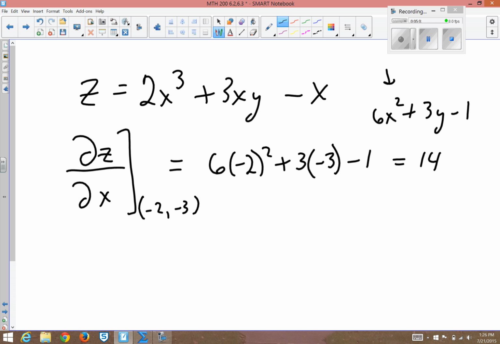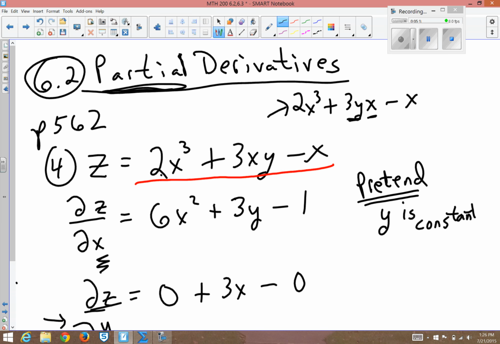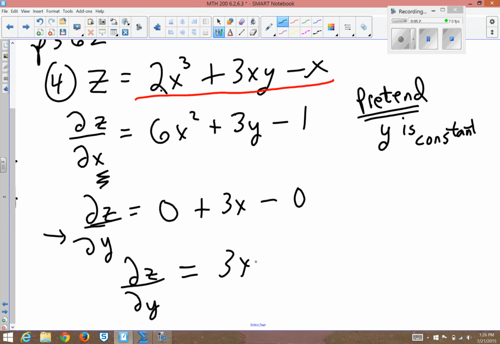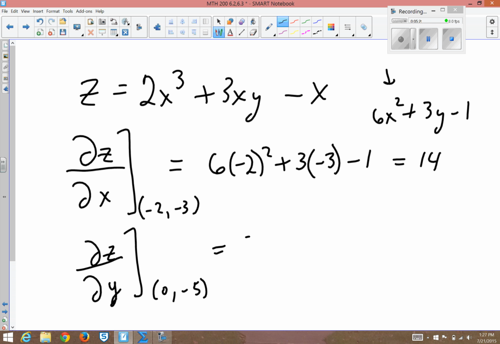In the last part of this exercise, it says find the partial derivative of z with respect to y at the point 0, -5. To get this answer, we have to use what we got here. The partial derivative of z with respect to y is 3x. So here it's 3x, means 3 times this number. So the answer is 0.